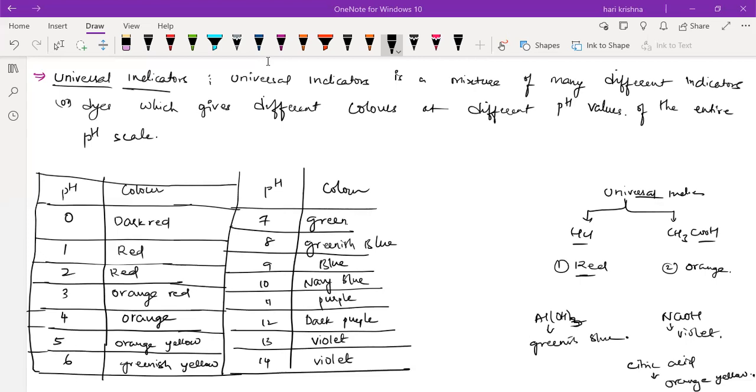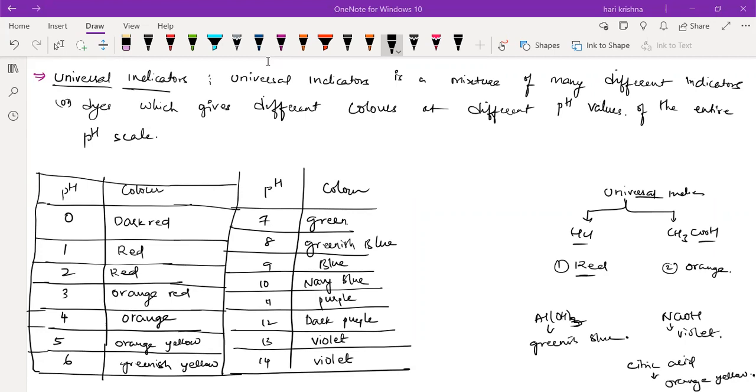Next, anyone? Sir, is it green? Green is the correct answer. So is it green or yellow? Green, green. Green is the answer. Good. Those who said green are correct. Greenish yellow is also close, but it's not exactly greenish yellow.